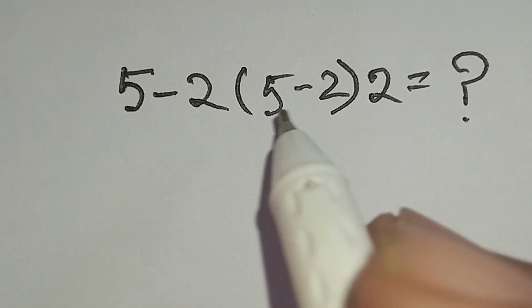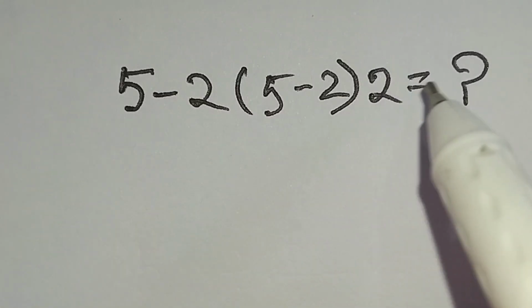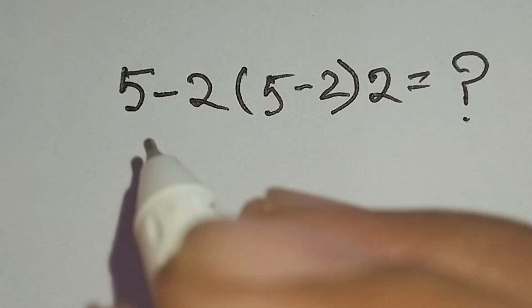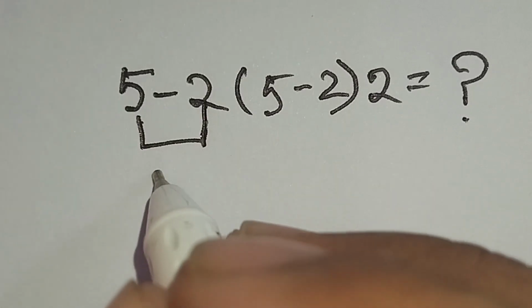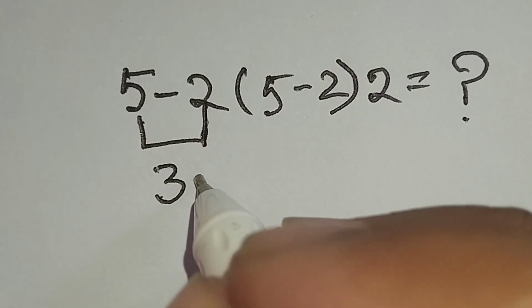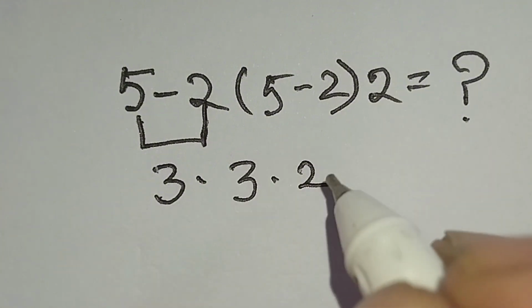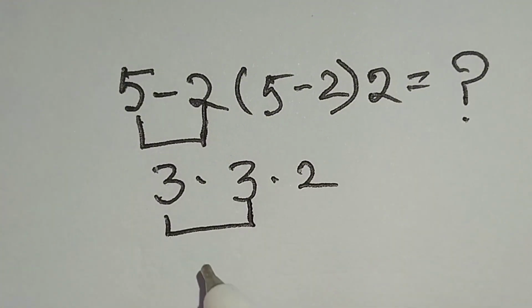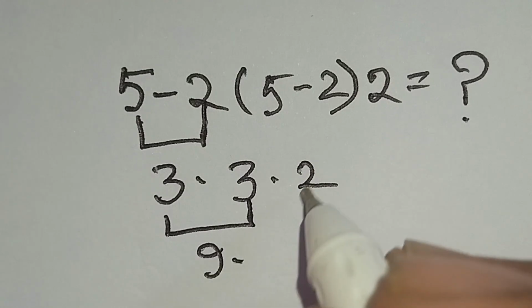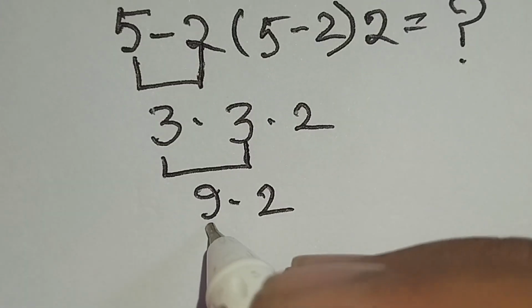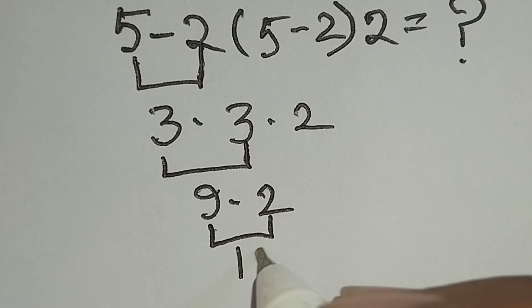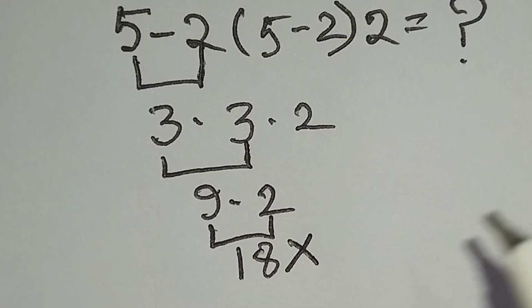5 minus 2 bracket 5 minus 2 times 2 is equal what? Here 5 minus 2 gives us 3, times 5 minus 2 gives us 3, times this 2. Here 3 times 3 gives us 9, times this 2. 9 times 2 gives us 18, but it is not correct.